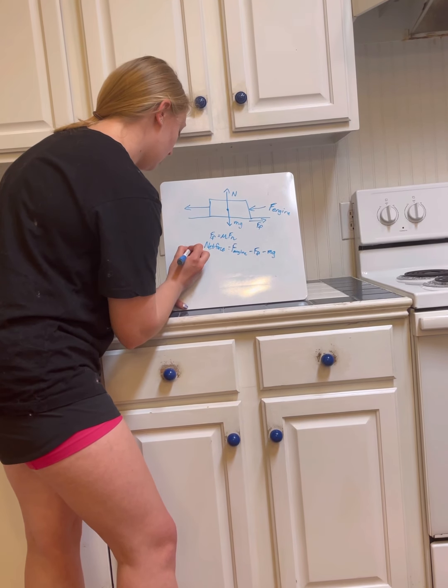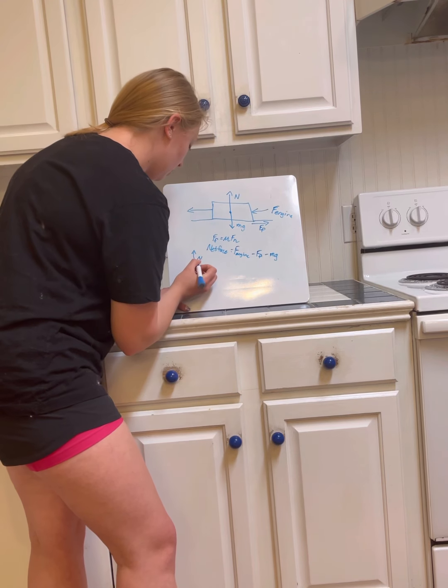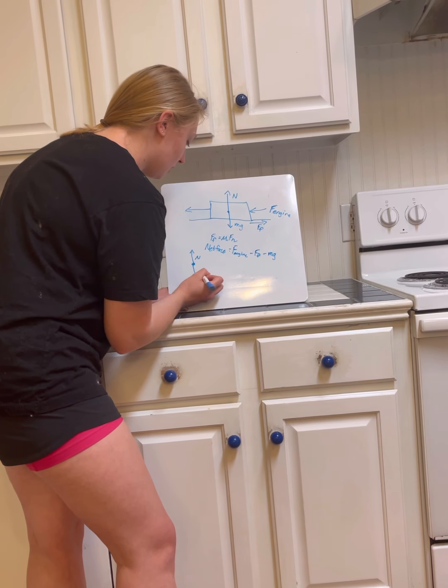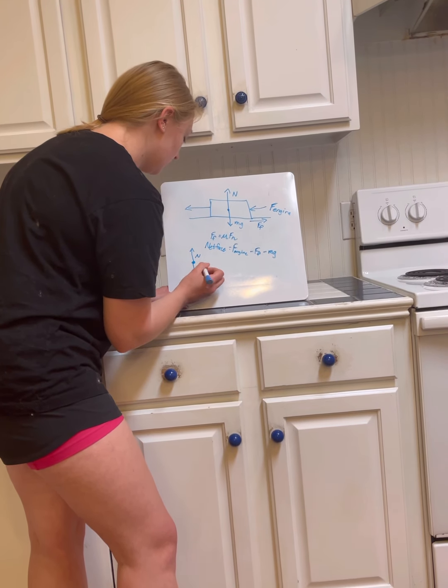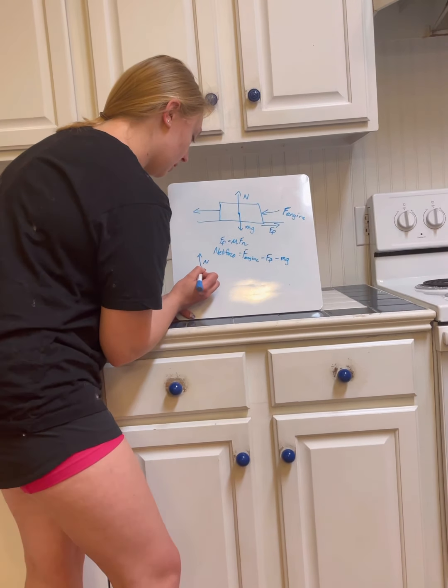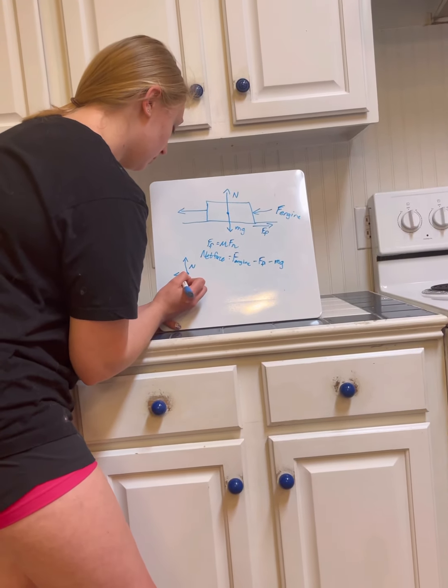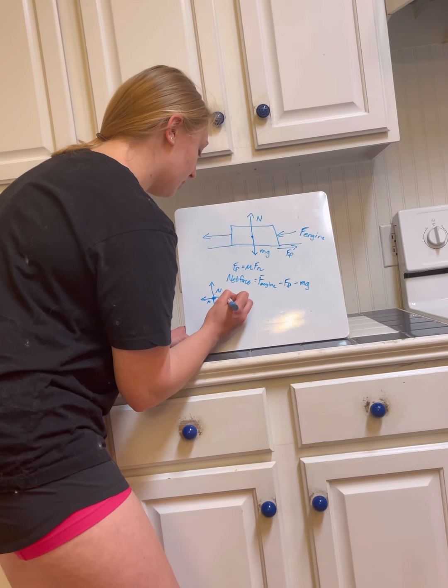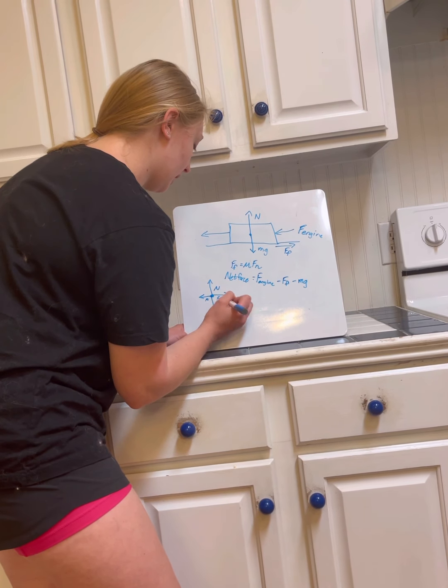If we were to put this on a graph for the free body diagram, we would have the normal force moving up, we would have the weight force down, that's equal to the normal force, we would have the engine force that's going this way, and we would have the friction force that's going the other way.